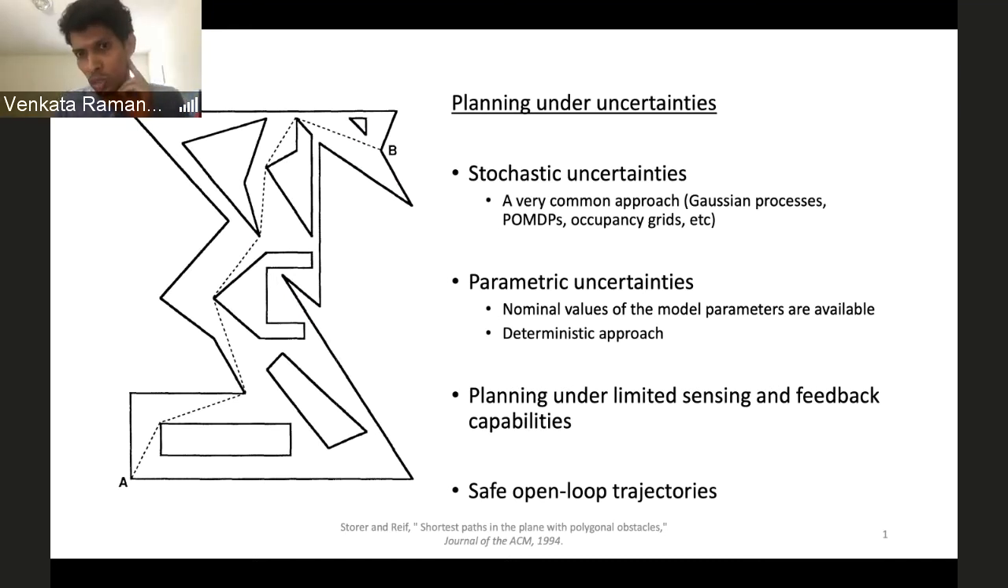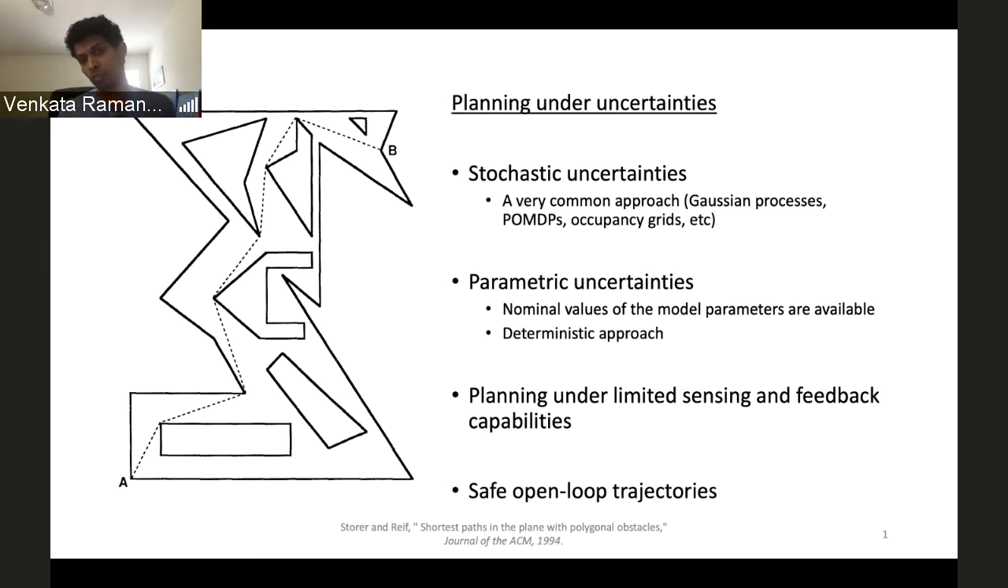But in this work, we take a fundamentally different approach where we assume that the uncertainties are parametric in nature, which means that the model parameters in the system have some nominal values that are available to the designer, and the parameters assume variations around these nominal values. With this assumption, I can come up with a simple deterministic optimal control formulation for the original problem without going into the stochastic realm, which makes it easier. And you will see that in a while.